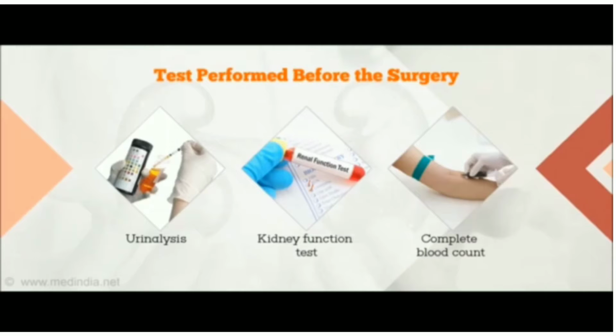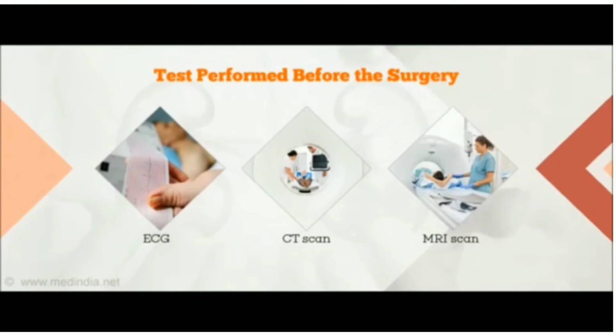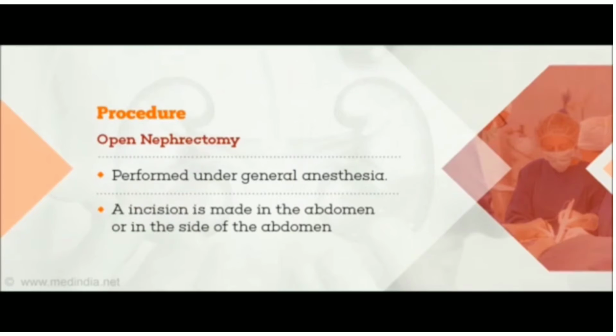Tests performed before the surgery include urinalysis, kidney function test, complete blood count, ECG, CT scan, and MRI scan. Procedure for open nephrectomy. It is performed under general anesthesia.